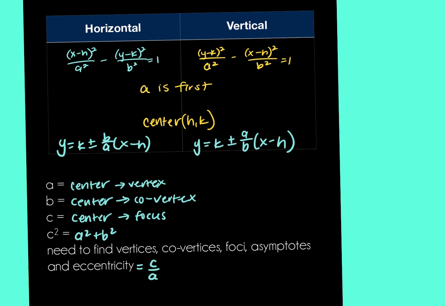This is where you've got to make your box. So you're going to go whichever direction you need for your A's and your B's, then you're going to make your box, draw your asymptotes, and then graph. That's if you're given the equation. Or you're going to be given information about the hyperbola, and you're going to work backwards to get the equation.